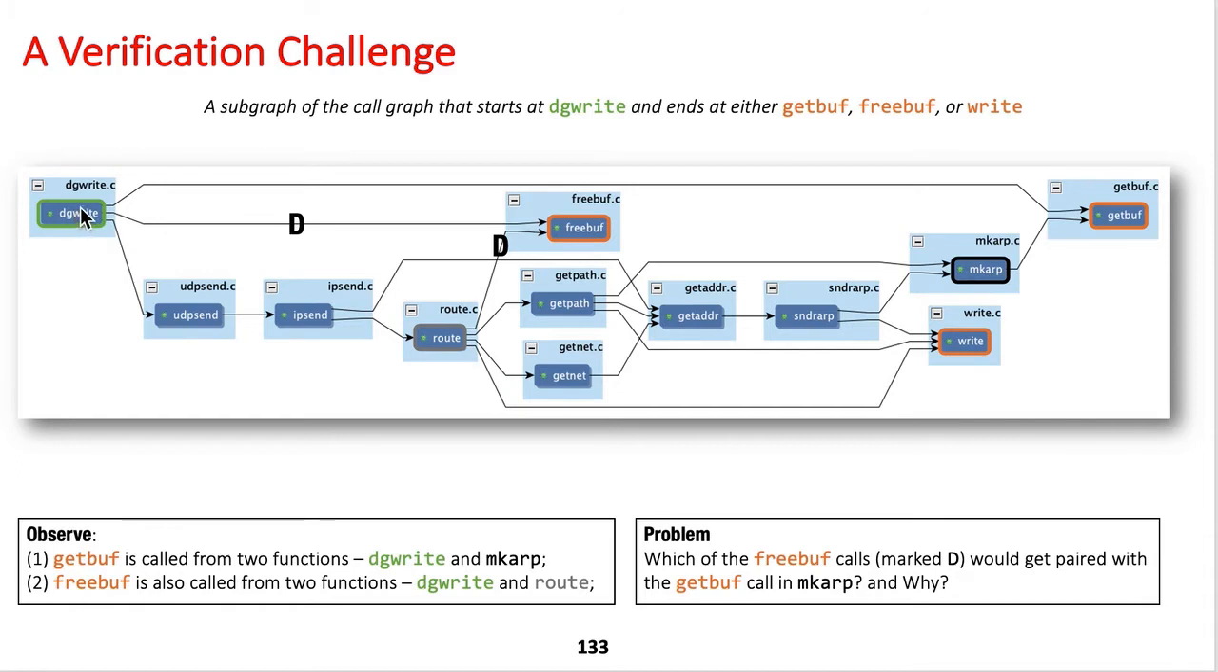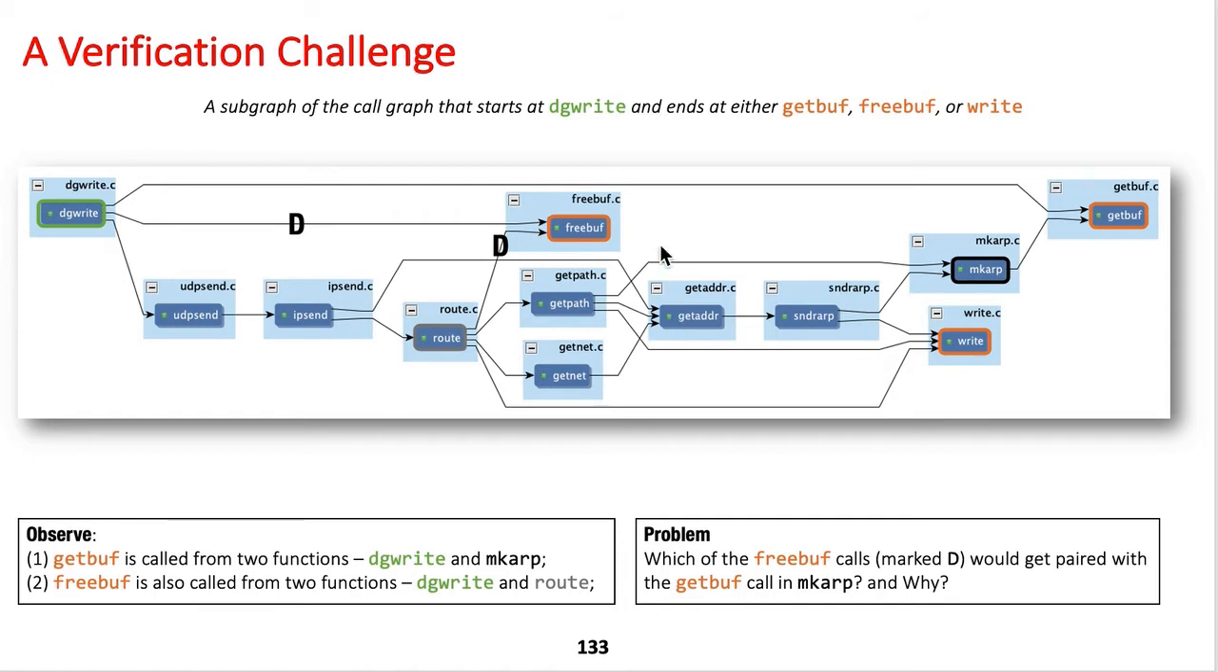Inside dgWrite, after the call to getBuff, freeBuff is called, but there are other paths on which the pointer to the allocated memory is passed to function UDP send without the freeBuff. So we must examine the function sequences that get generated from UDP send to check whether the call to getBuff is followed by freeBuff.